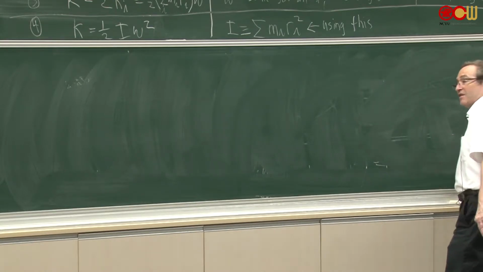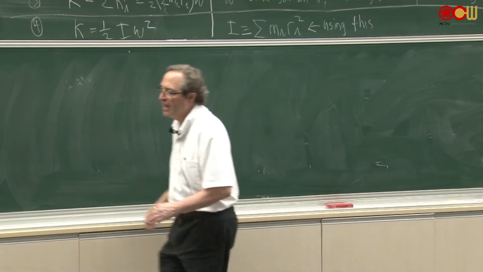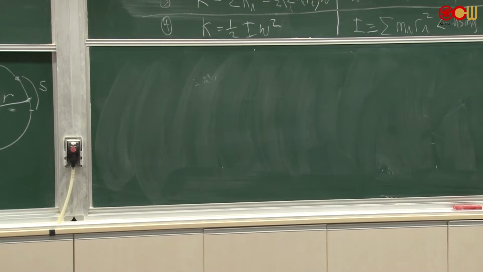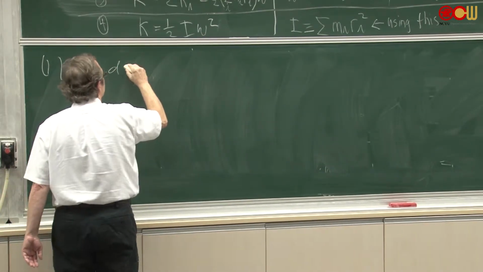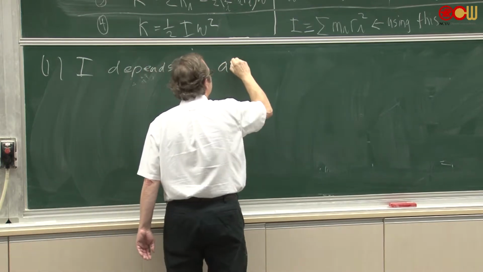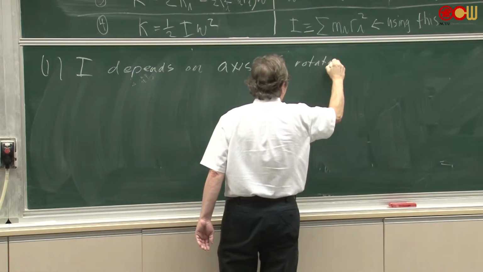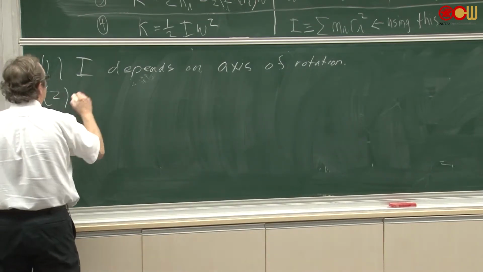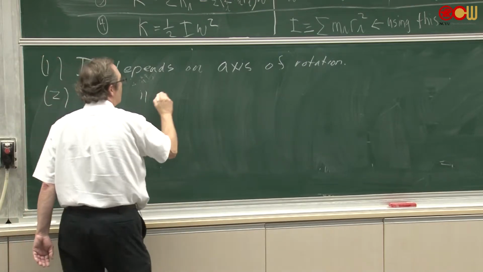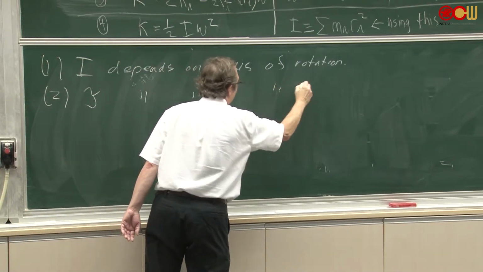Let me write down a few things to keep in mind when you're doing rotation. These are the kinds of things that people make mistakes on. Number one, I already talked about. I depends on the axis of rotation, right? And we may have time to show you theorems about that. Number two, the torque also depends on the axis of rotation.